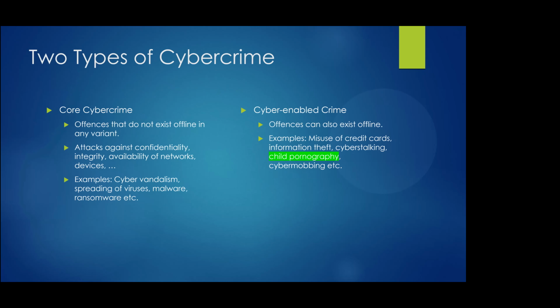If you look at the scientific definition of cybercrime, we have two types: core cybercrime and cyber-enabled crime. Core cybercrime consists of offenses that do not exist offline in any variant. These are attacks against the confidentiality, integrity, and availability of networks and devices, for example cyber vandalism, spreading a virus, malware, or ransomware. Cyber-enabled crimes are offenses that can also exist offline, for example the misuse of credit cards, information theft, cyber stalking, mobbing, and also child pornography.